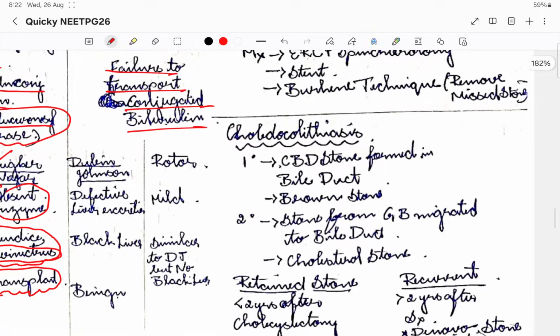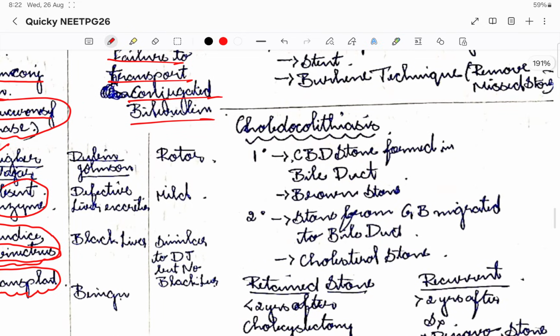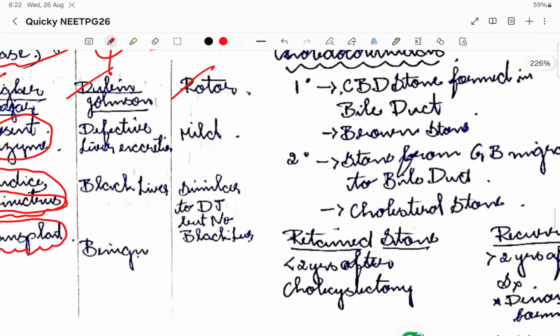Now coming to failure of transport. The conjugated bilirubin should be transported. If the transport protein is absent or affected, it leads to Dubin-Johnson and Rotor hyperbilirubinemia. In Dubin-Johnson there is defective liver excretion, so basically no transport is happening. All the conjugated bilirubin that is formed will stay in the liver itself.